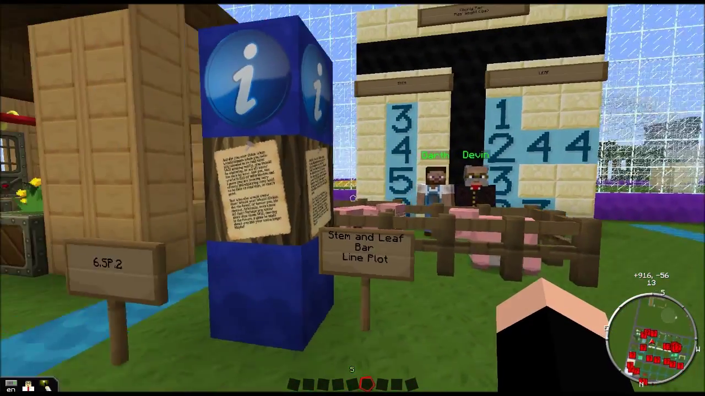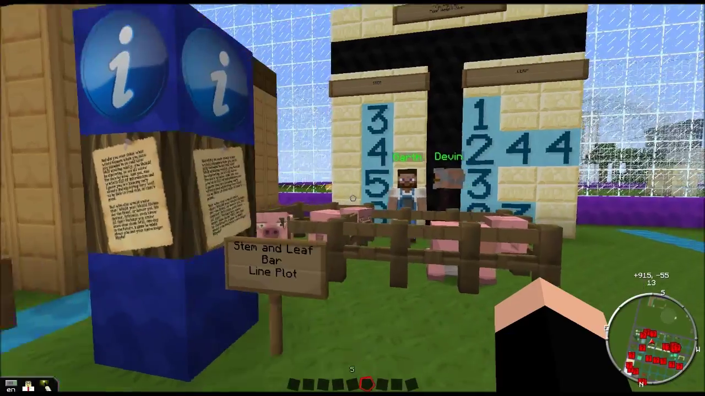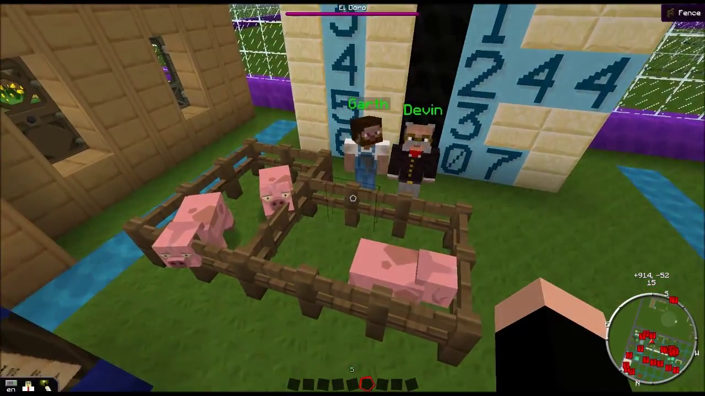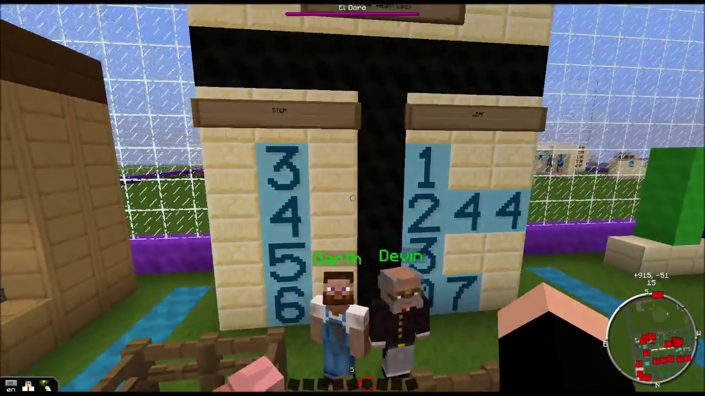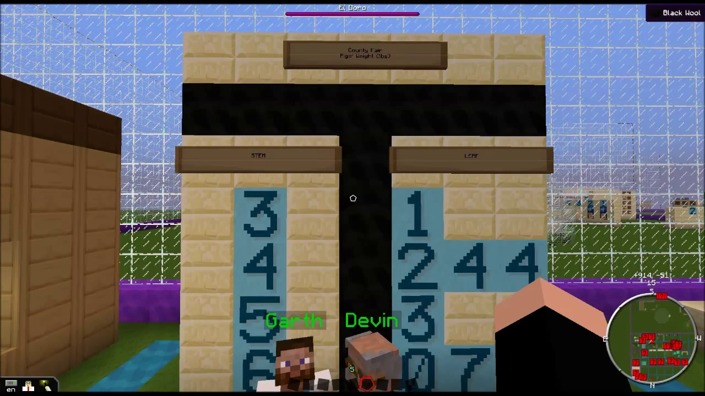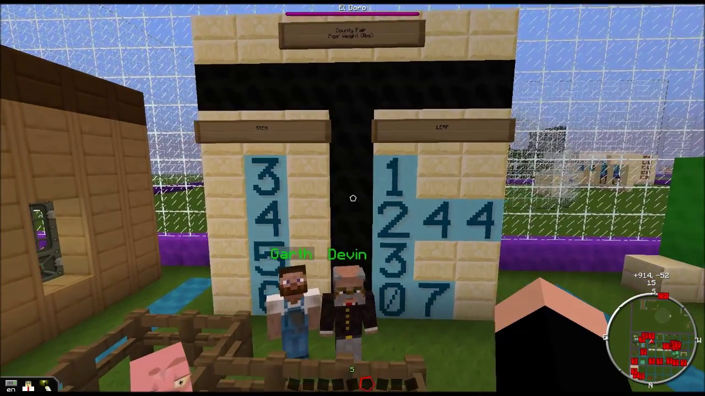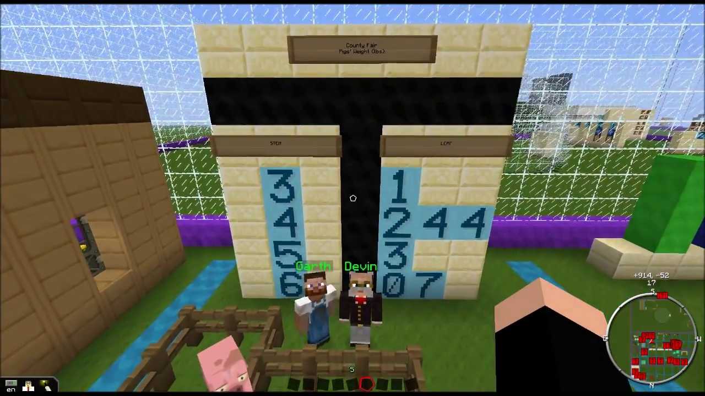Moving over here, this was an attempt at a stem and leaf plot within MinecraftEdu. I think it turned out well. Now I just have to figure out how to incorporate it into a map so that we can use it. Here we have a farmer. We have the judge. This guy's weighing these pigs. So we have the stem and the leaf for county fair pigs' weight in pounds. Can you tell me which is the median, or which is the mode?